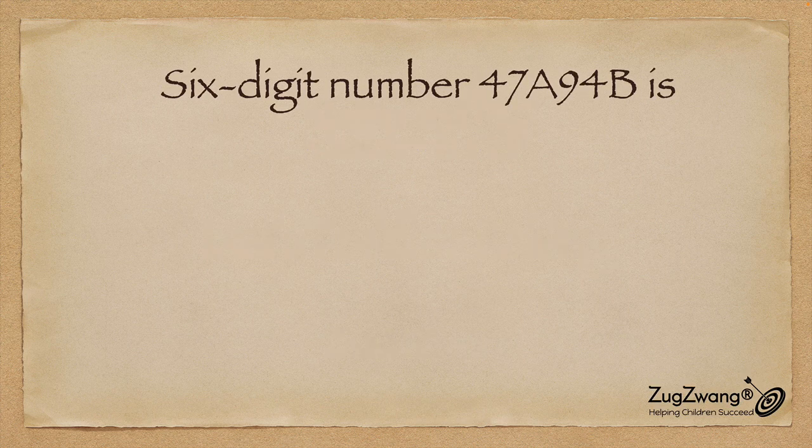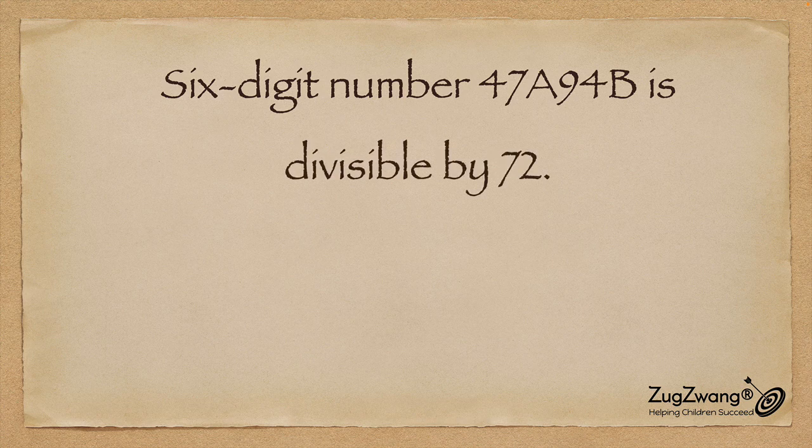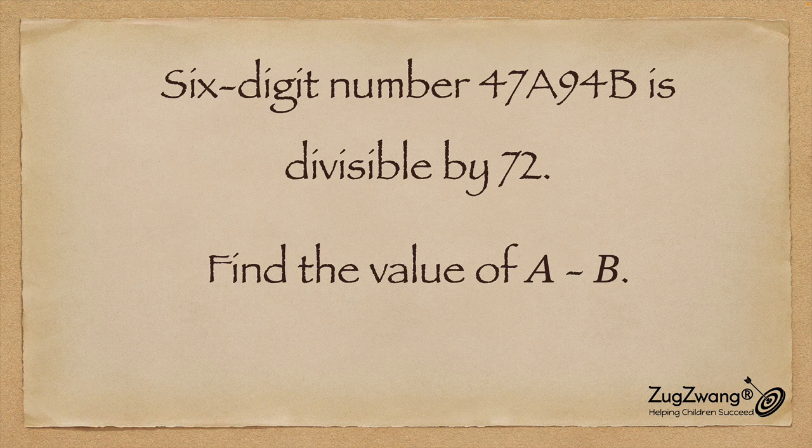Let's get started. So I have a 6-digit number which is 478940 something, where the thousands digit and the ones digit are unknown, so we've replaced them with alphabets A and B. Now this number is divisible by 72. What's the value of A minus B?